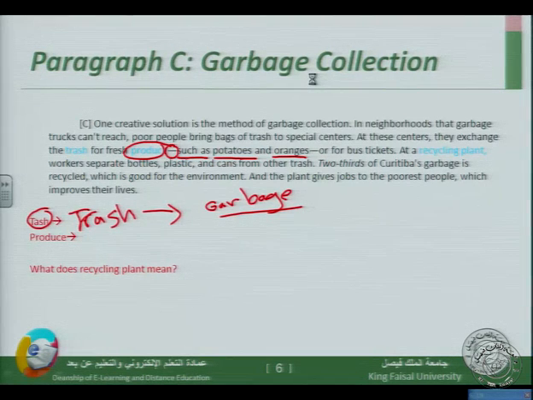What does recycling plant mean? Just here at the recycling plant, look, we have a comma. What does it mean? Workers separate bottles, plastic, and cans from other trash. This is what we call a recycling plant. These workers separate bottles, plastic, and cans from other trash and then try to reproduce it. Okay?